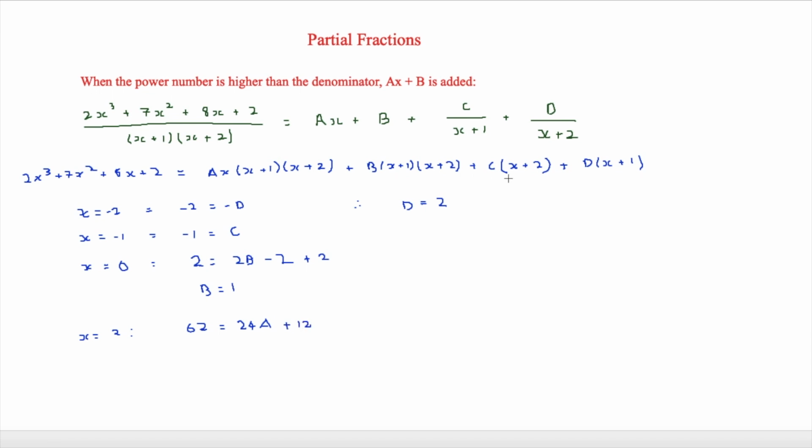Put it into here, then we're going to get 4c, c is equal to minus 1, so that's going to be minus 4. And then put it into here, we've got 3d, d is equal to 2, so that's going to be plus 6. Rearrange all of that, and then what we're going to get is 48 is equal to 24a, which means that a is equal to 2.